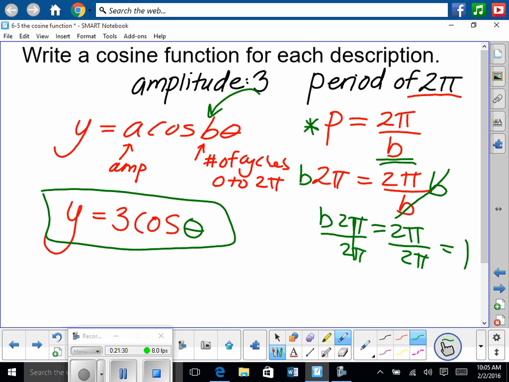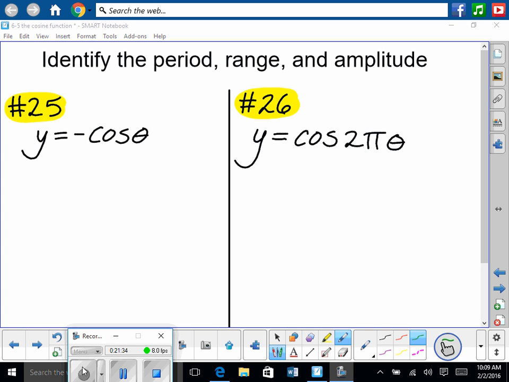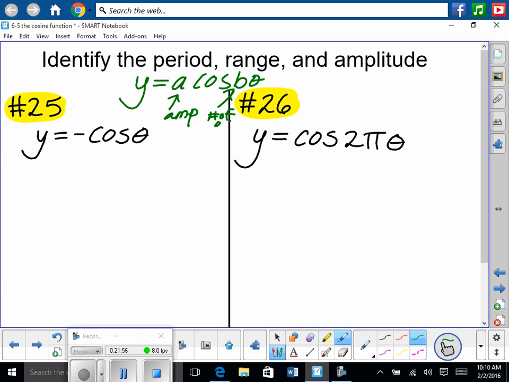So I'm going to do another example. Identify the period, range, and amplitude. I'm going to do some problems off your worksheet. You won't have as many to do if you'll follow me through this. So first of all, remember that cosine has the form y equals a times cosine of b theta. You've got to know what each thing stands for. a is the amplitude, and b is the number of cycles from 0 to 2 pi.